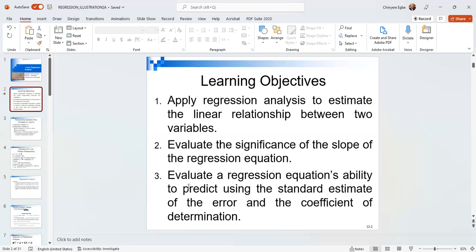It will usually not be 100%, but it could be as high as 98%, which means there are hardly any other variables that affect the dependent variable. If it's 40%, then we're saying that there's still 60% of changes in the dependent variable that are not explained by changes in the value of the independent variable.